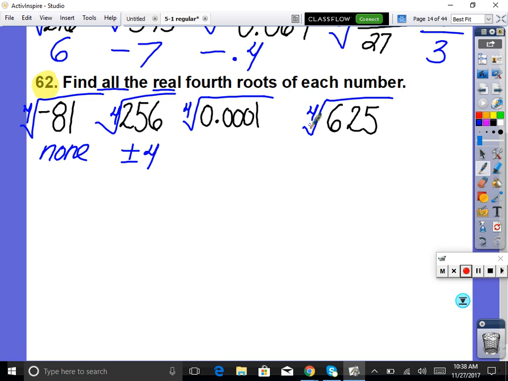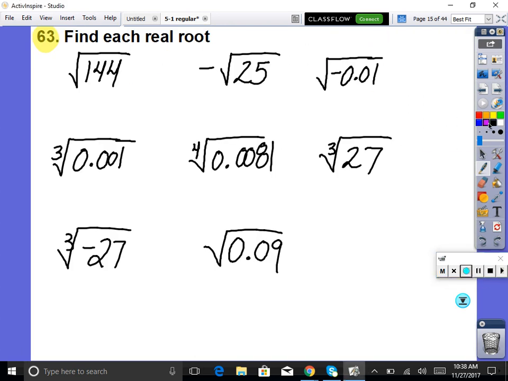On your calculator. So in these directions, don't let them trick you. It says find each of these real roots. Because it doesn't say find all of the real roots, we only go with the primary root, so that would be the positive root. So here we go. What's the square root of 144? 12. Now look, is there a negative underneath the square root? No, so all is good here.